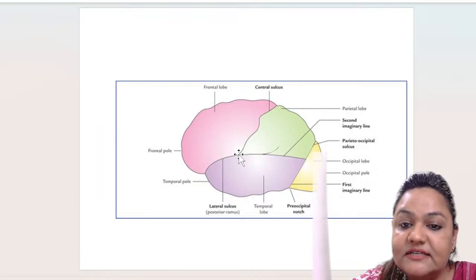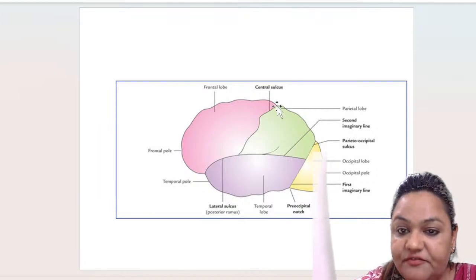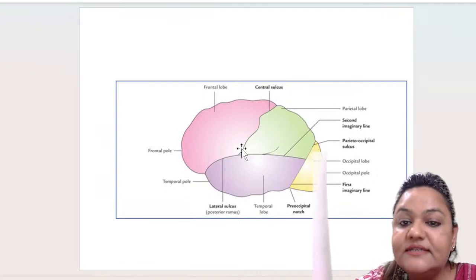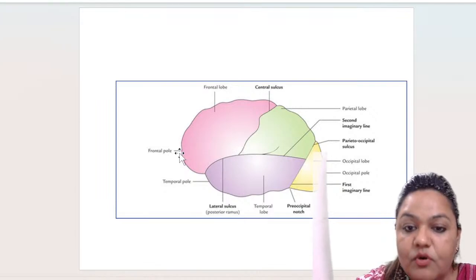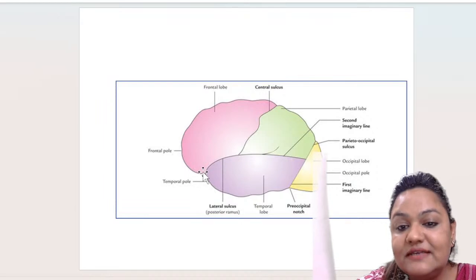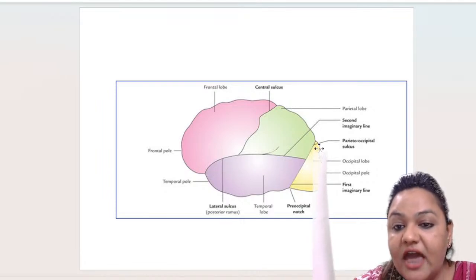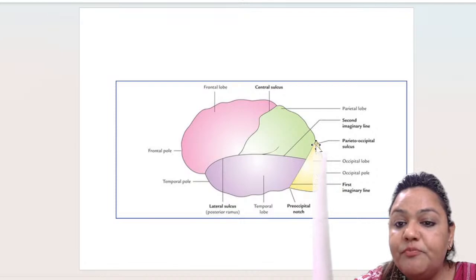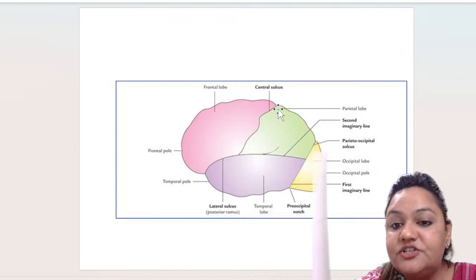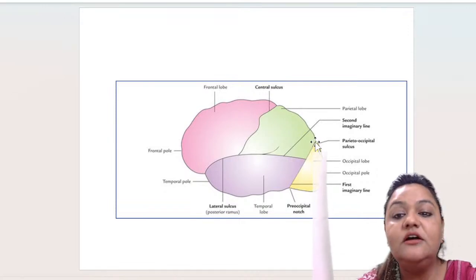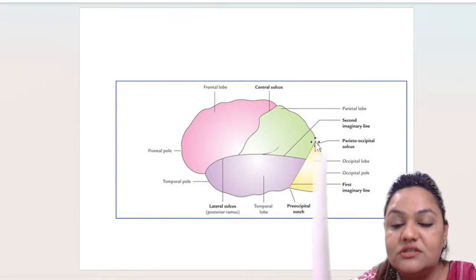So first we have the central sulcus. This central sulcus appears on the superolateral surface after cutting the superomedial border. So here you can see this is the central sulcus. Now between the frontal pole and the temporal pole, we have one sulcus appearing here which is going towards the occipital pole, and this sulcus is called the lateral sulcus. Now we have another sulcus here which is called the parieto-occipital sulcus. From the posterior one-third part of the superomedial border, this sulcus appears here, and this is called the parieto-occipital sulcus.